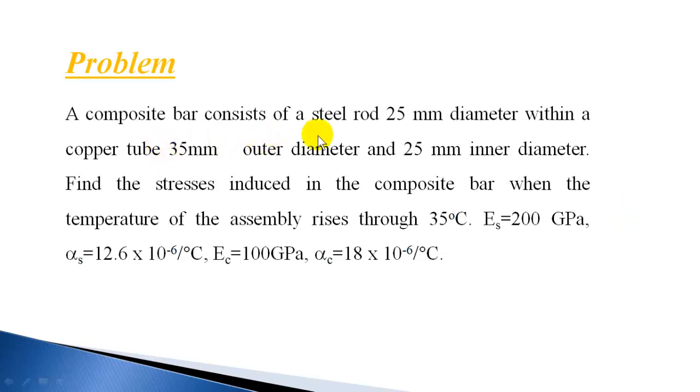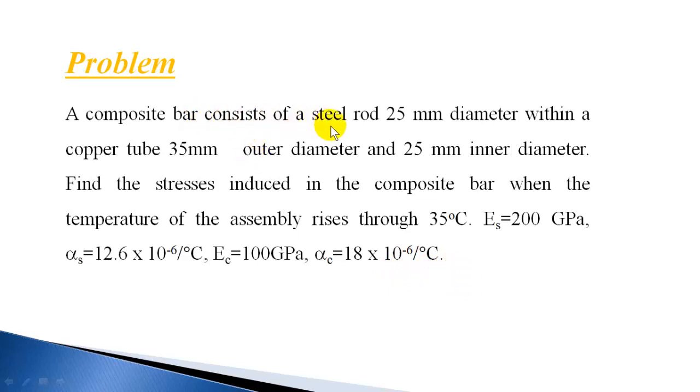A composite bar consists of a steel rod 25 mm diameter within a copper tube 35 mm outer diameter and 25 mm inner diameter. Find the stresses induced in the composite bar when the temperature of the assembly rises through 35 degrees centigrade. ES, that is Young's modulus of steel, is 200 gigapascal and alpha S is 12.6 into 10 raised to minus 6 per degree centigrade. EC, Young's modulus of copper, is 100 gigapascal and alpha C is 18 into 10 raised to minus 6 per degree centigrade.